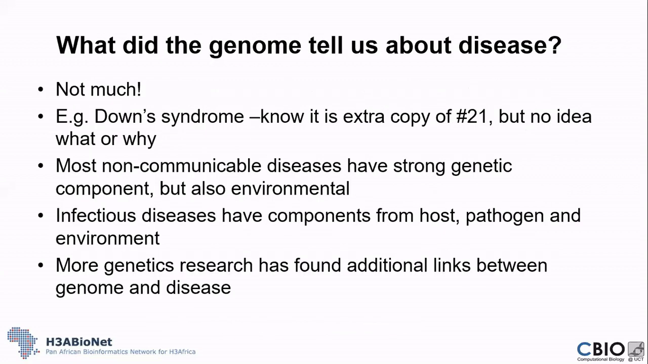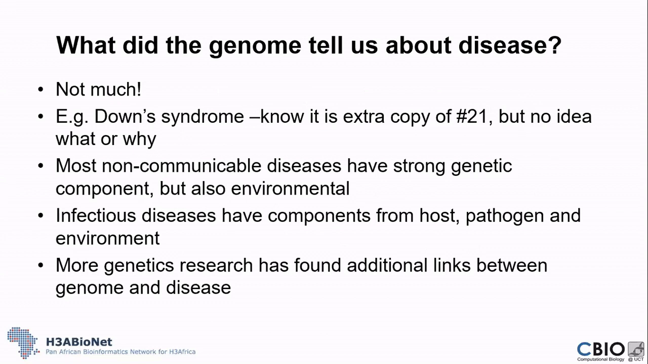So one of the biggest things that came out of the genome was the promise that the genome was going to answer all our questions about health and humans. What did it tell us though? Actually not much. The genome did not tell us that much. At the time we knew that Down syndrome was because of an extra copy of chromosome 21. It still didn't tell us why, or how that causes a particular phenotype.